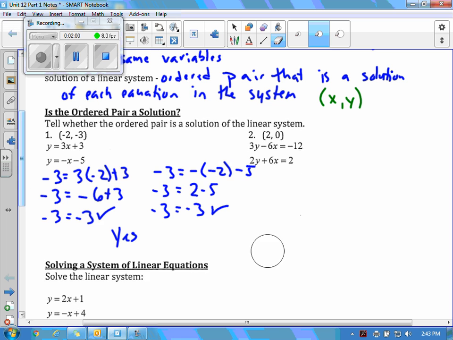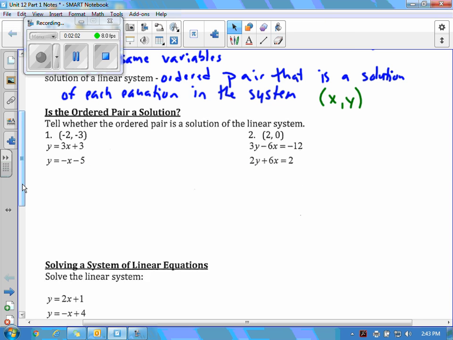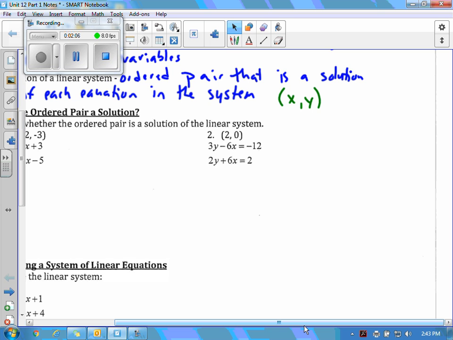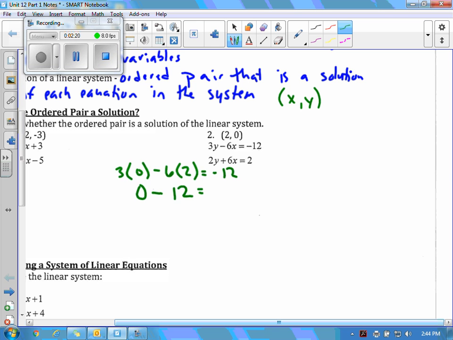I'm going to erase it real quick. And let's look at the second one. Again, we're just testing to see if 2, 0 is a solution to the system. So I have to plug it into both equations. Starting with the first one, I'll have 3 times 0 minus 6 times 2 equals -12. 3 times 0 is 0. Minus 6 times 2 is 12. 0 minus 12 is -12. So that works. -12 equals -12.